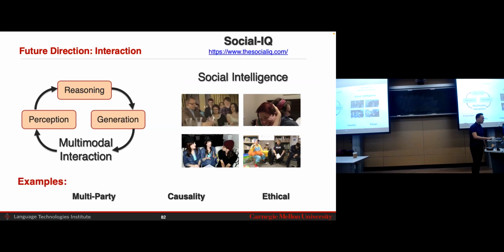And there are some big challenges: the fact that you have to deal with multi-party interactions, the fact that you want to deal better with causality to actually attribute certain things that you see to underlying phenomena in the world, causality and not just correlation, and also the ethical implications of building social intelligence. So here's one dataset, Social-IQ, some of you might have seen it.